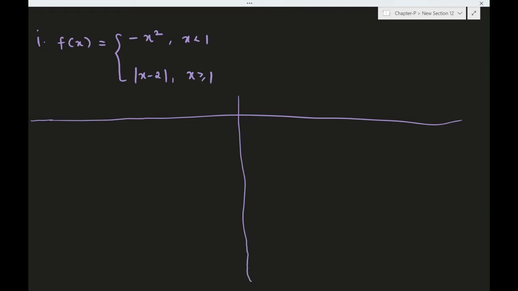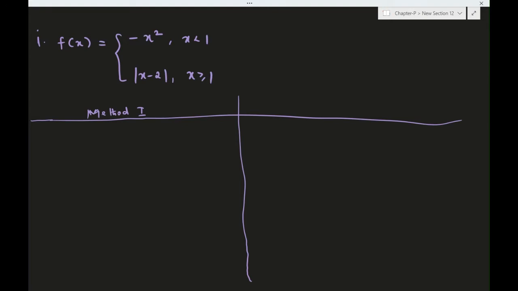Okay, so let's say method one. Method one is similar to what we did in the previous video on how to find the range when you have a restricted domain. So we'll use that idea here.